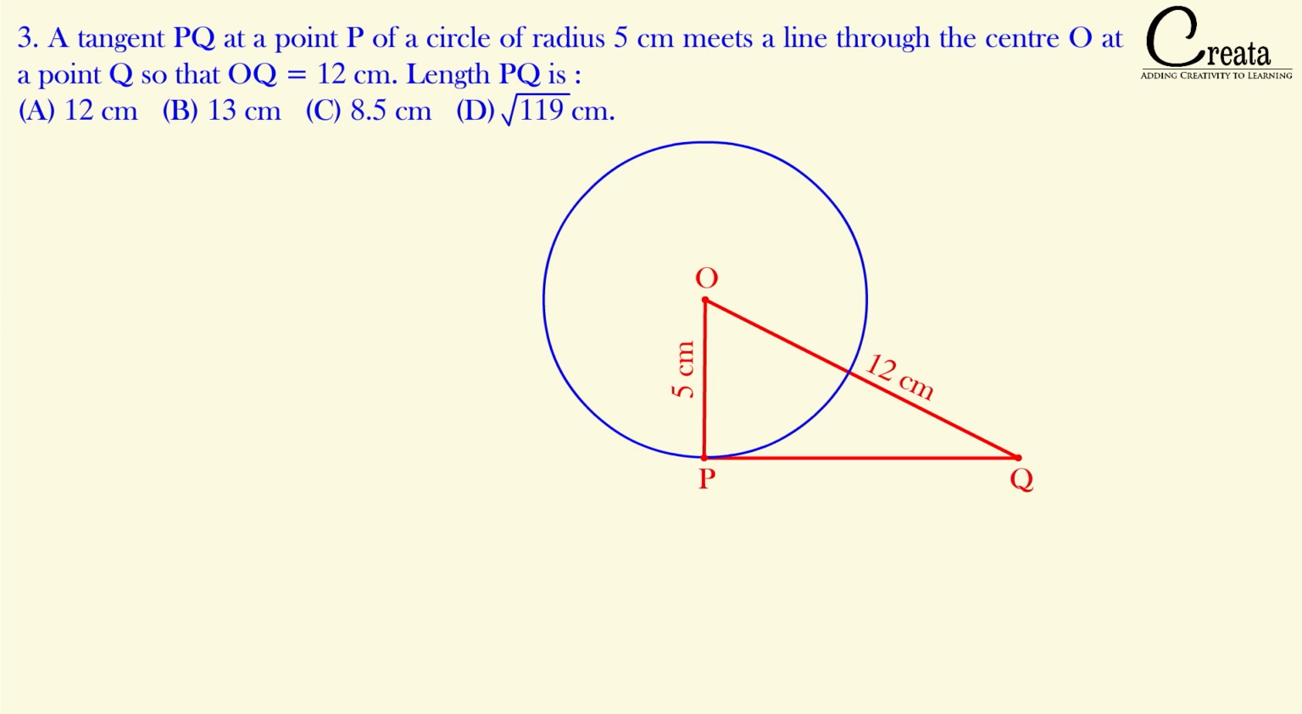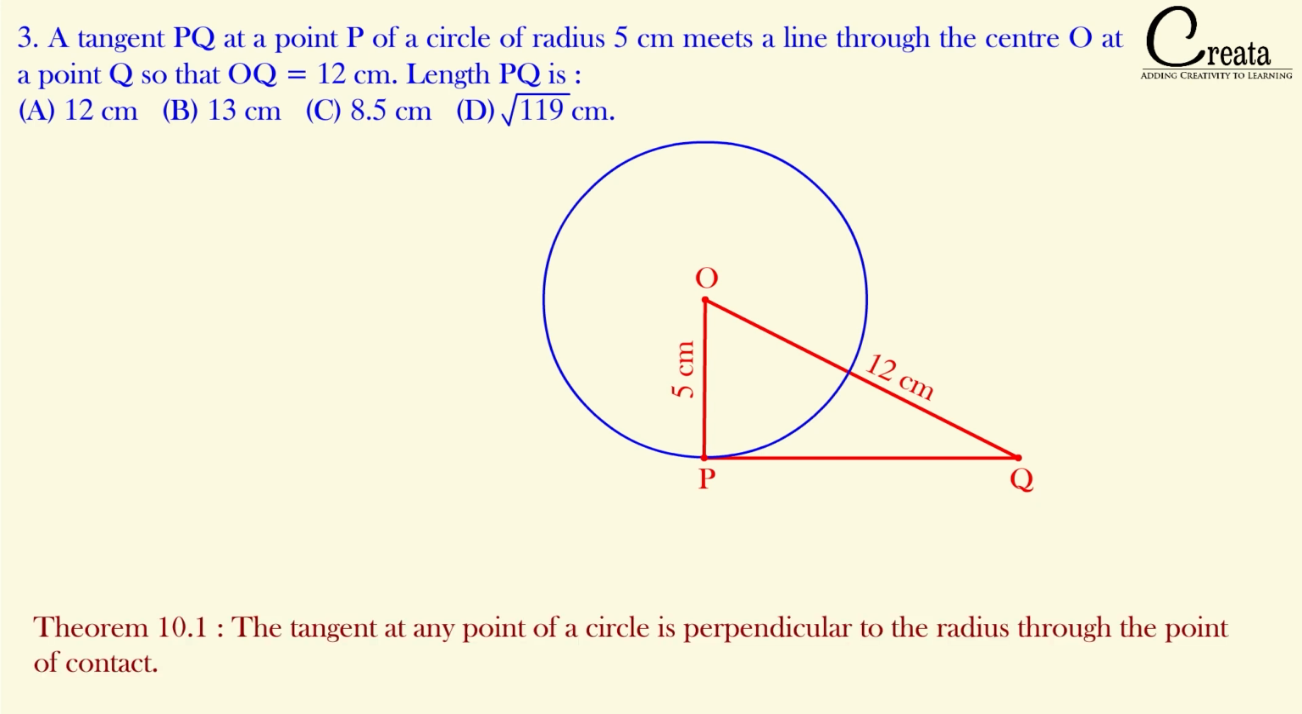The concept that is involved in this question is the theorem 10.1. That is, the radius and tangent are perpendicular to each other. Or we can say the angle between the radius and a tangent is 90-degree angle. So the angle P will be a 90-degree angle as per theorem 10.1.